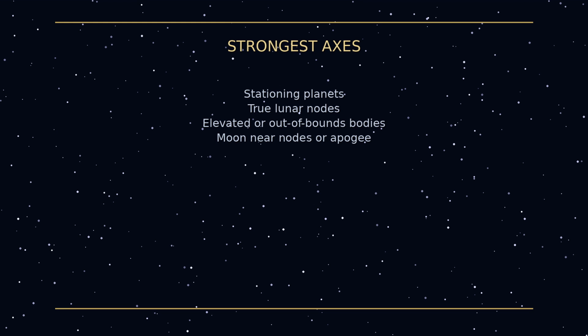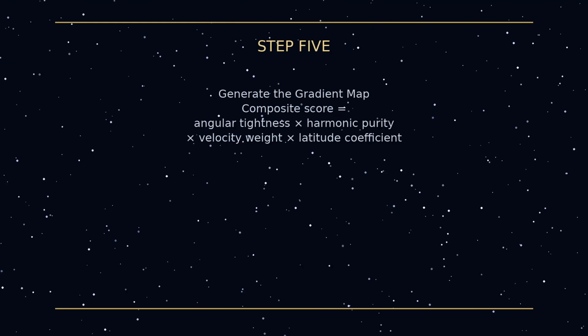Consider a natal Mercury at 14 degrees 12 minutes of Virgo, ecliptic latitude plus 2.1 degrees, daily motion plus 1.38 degrees. At a later epoch, Mars reaches its retrograde station at 13 degrees 48 minutes of Virgo, with latitude plus 1.8 degrees. The angular separation is only 0.4 degrees. Because Mars is stationary, the velocity differential approaches zero. Both bodies are elevated. The composite score is therefore extreme. Under conventional astrology, this is simply a conjunction.